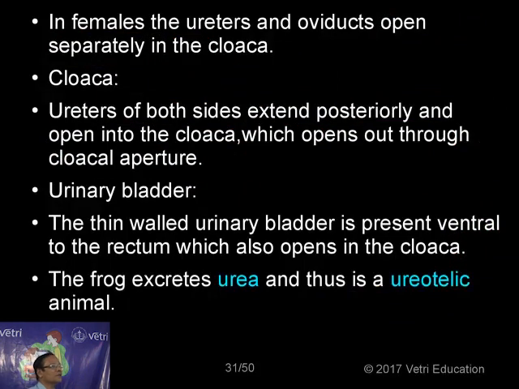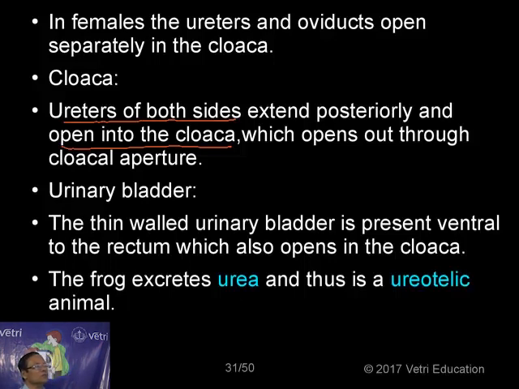In females, there are separate ureters and separate oviducts which open separately into the cloaca. Now the cloaca is nothing but a chamber into which the various ducts open. Now the ureters of both the sides extend posteriorly and open into the cloaca, which opens out through what is called the cloacal aperture. So the ureters open into the cloaca, a chamber, from where the urine is passed out through the urinary aperture.